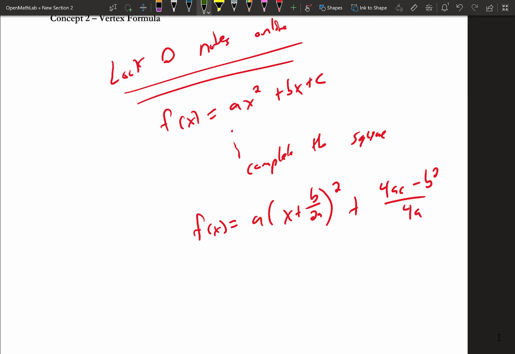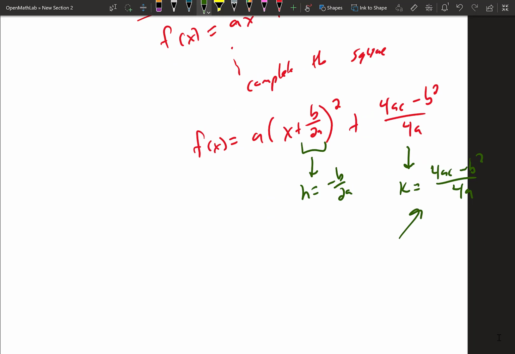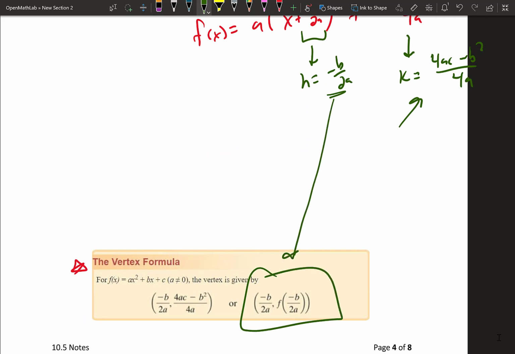And the important note to get from this tells me that h is negative b over 2a, and this whole expression is k. So this part is harder to remember than this, it's longer. So basically, that's where we get this format. It's easy just to remember the x value, and then to find the y, you can just plug the x value into the function. So definitely know this part that I put in a green box.